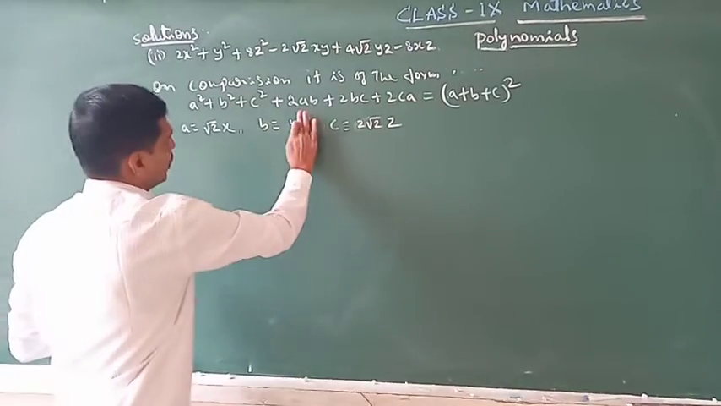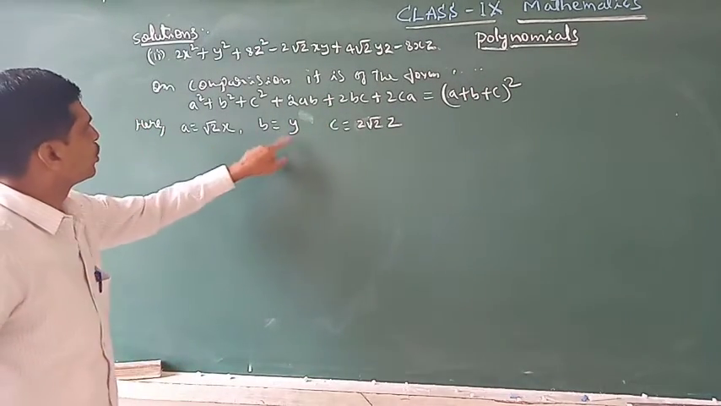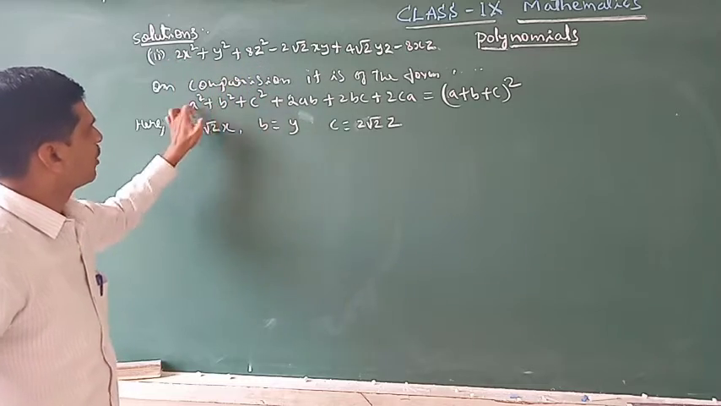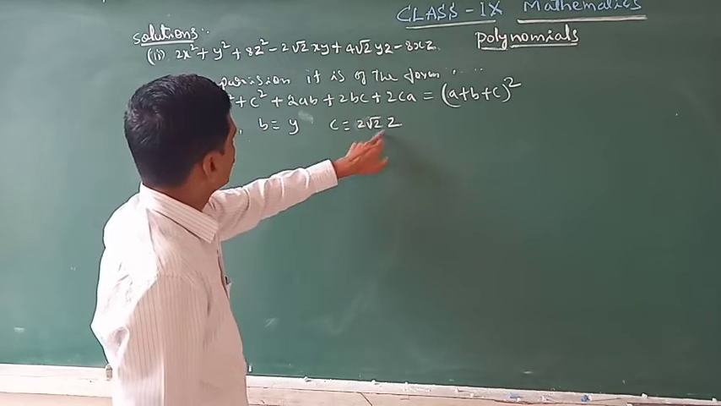Okay, here it is y only, b is equal to y only. A is equal to root 2 x. V is equal to y according to this. Okay, for comparison, c is equal to root 2 into root 2 into z.